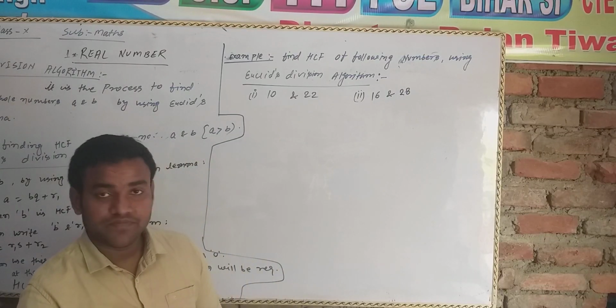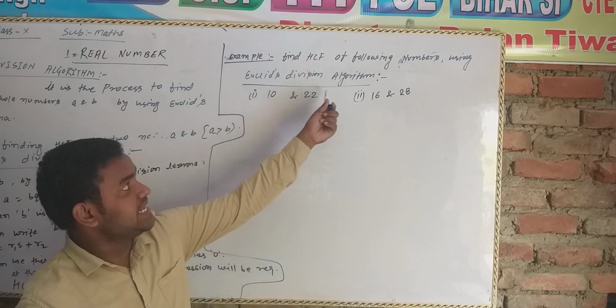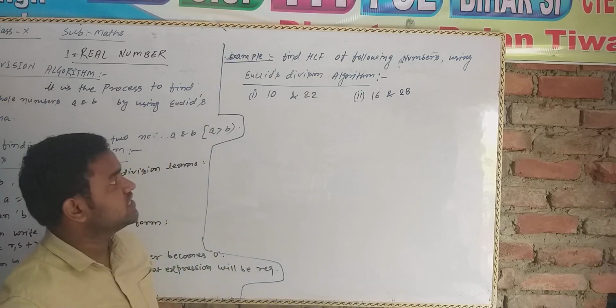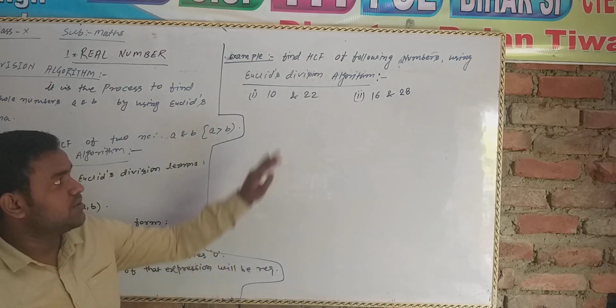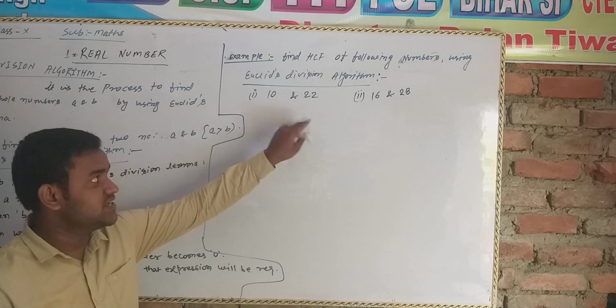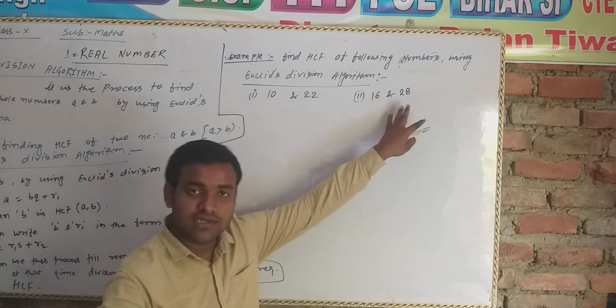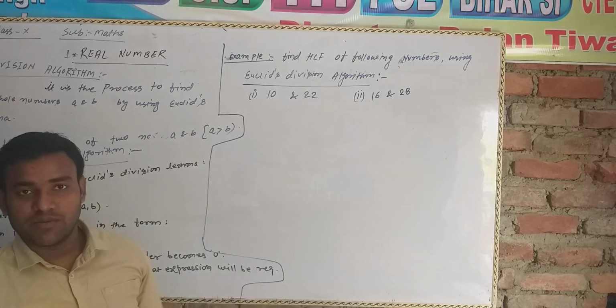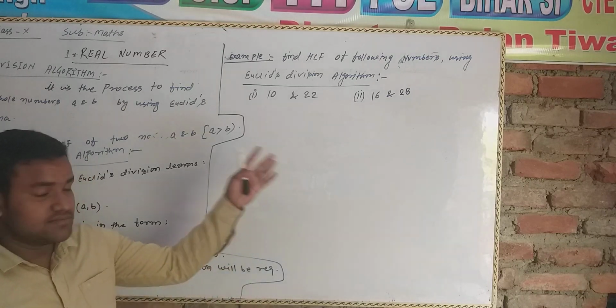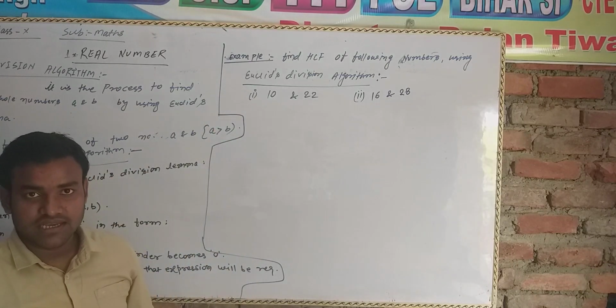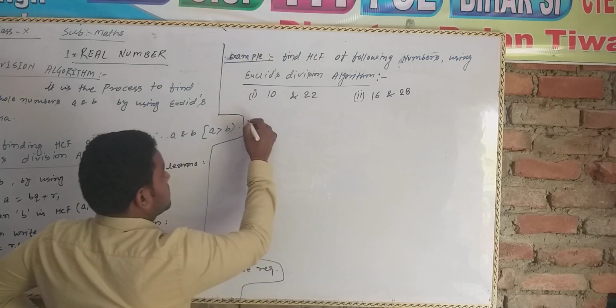Okay, find HCF of following numbers using Euclid division algorithm. These are two numbers 10 and 22. इसका भी निकालना है. Another question is 16 and 28. हम लोग दोनों का 1 by 1 देखेंगे और कैसे हम इस प्रोसेस का यूज करके इसका HCF निकालते हैं, ध्यान दीजिए. ओके, solution portion.